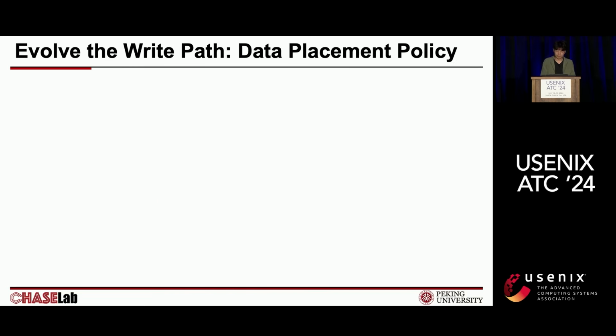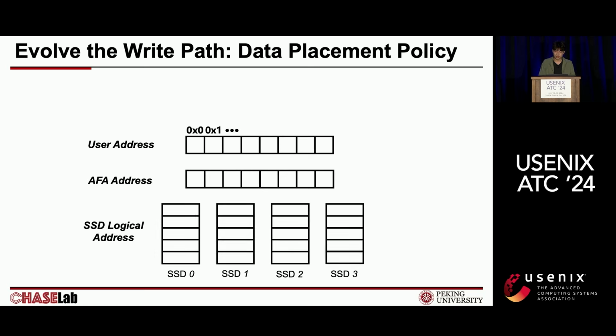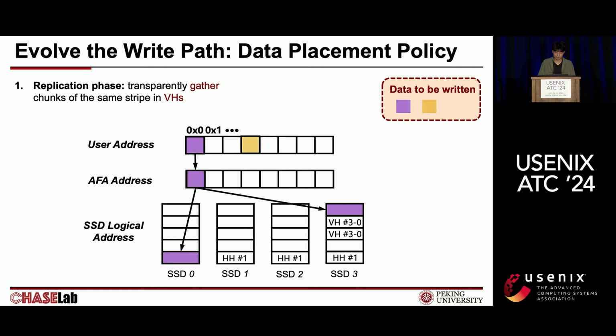So, how can ScalaAFA offload conversion tasks to SSDs? We illustrate this with an example. In the replication phase, if one data chunk is written to the strip, it will be replicated M plus 1 times, 2 times here as we set M as 1. One of them will be stored in the HH, while the other M copies are written to the VH. Repeating this process, data chunks belonging to the same strip will be transparently gathered in VHs, such as these chunks.